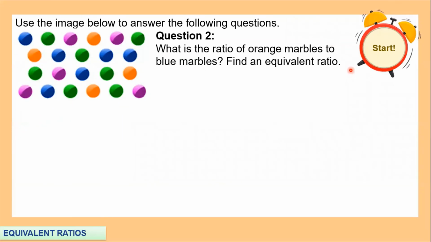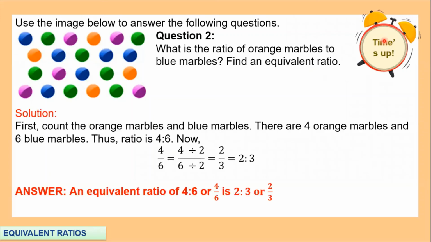Question number 2. What is the ratio of orange marbles to blue marbles? Find an equivalent ratio. Timer starts now. Time's up. So, as with the previous one, the process is still the same, but in this case, I divided the numerator and denominator by 2 and I got 2 over 3. So an equivalent ratio of 4 over 6 is 2 over 3.